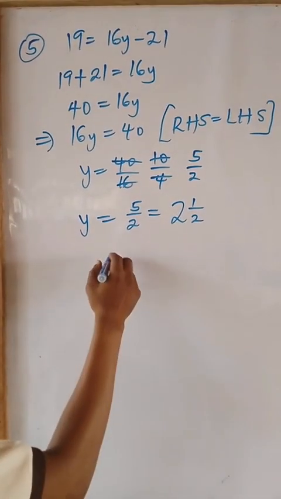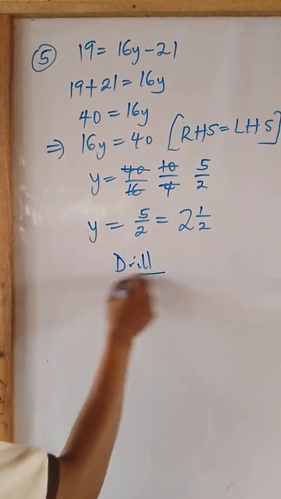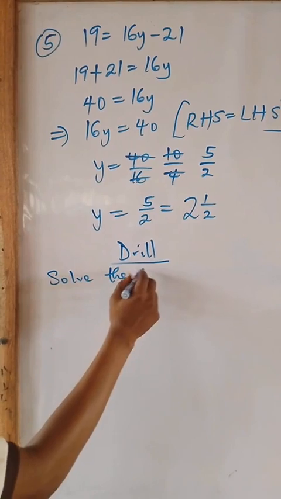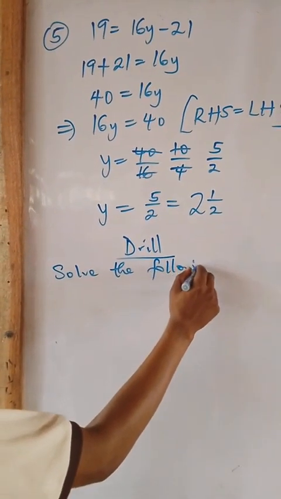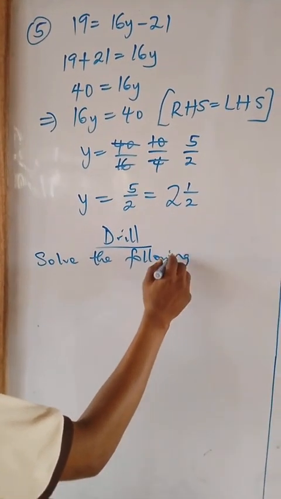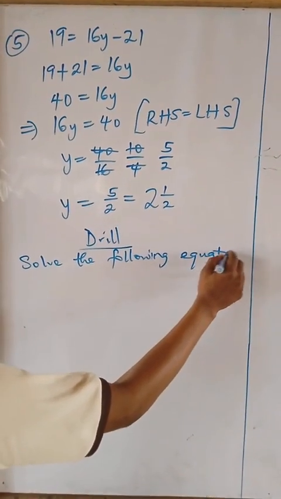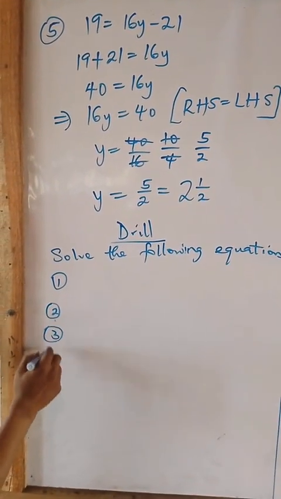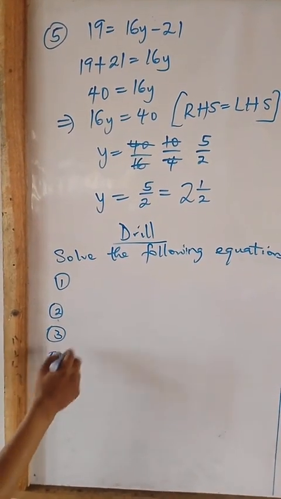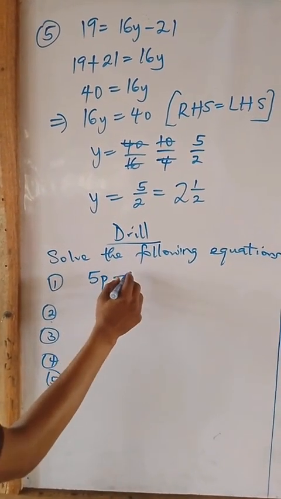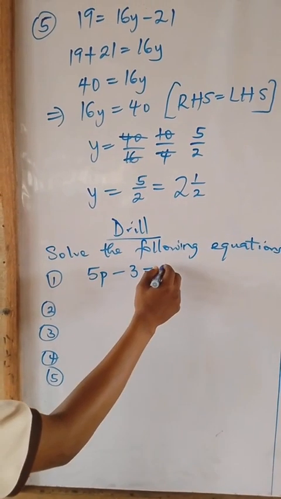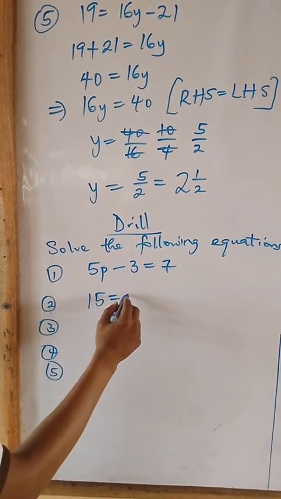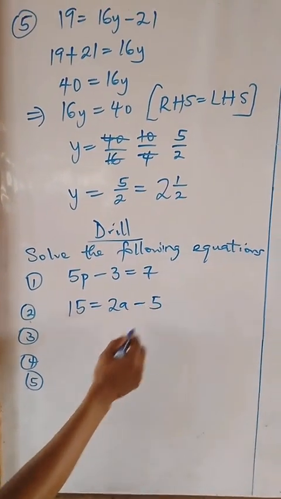So I want you to try this on your own and put your answer in the comment section. Solve the following equations. Number 1, 2, 3, 4, and 5. You have 5p minus 3 is equals to 7. Then you have 15 is equals to 2a minus 5.